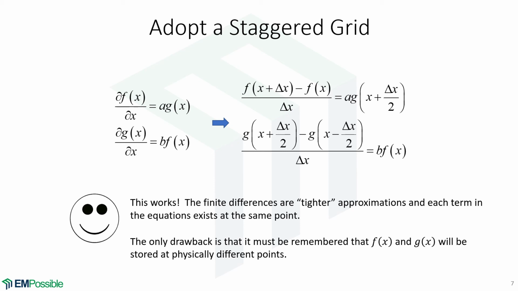And the only drawback really to this is that we have to remember that f and g are at physically different points. So when we start doing things like assigning material properties, even though f and g might be within the same cell on the grid, if our device sort of slices through the middle of that, f and g could end up one inside and one outside. So we just have to treat them as being in physically different locations and remember that, and that's the only drawback. Otherwise, our finite differences are very compact and very accurate. So this is what we will do.